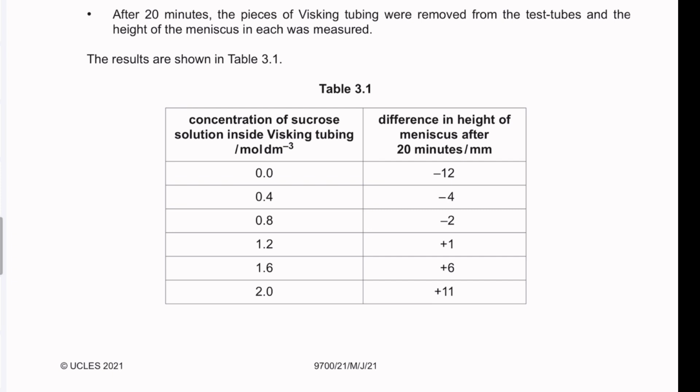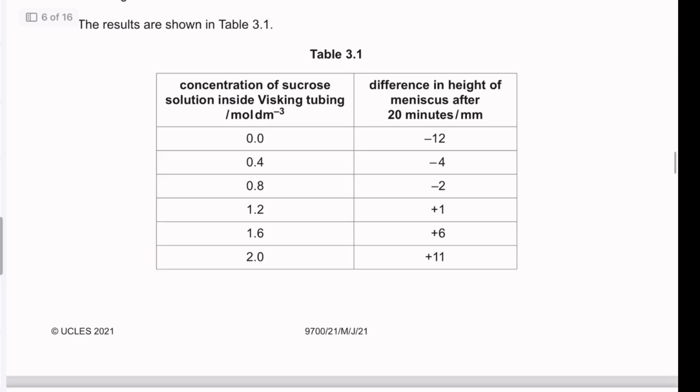And so in this case, before anything below 0.9, we're talking 0.8, 0.4, 0.0 mole per decimeter cubed. These are going to be the points where the concentration inside is lower than the concentration outside. So the water potential inside the whisking tubing is much higher than the water potential outside the whisking tubing, and so water will leave the whisking tube by osmosis, and so the water level will decrease inside the whisking tube, and that's the explanation.